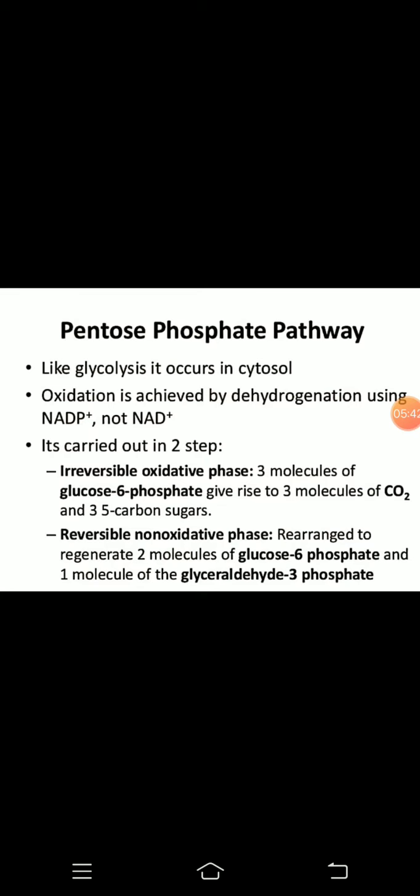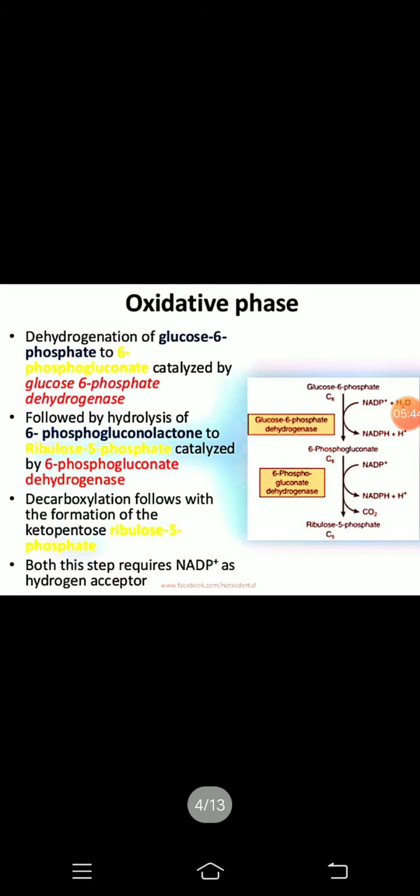Yes, and we'll go for the first phase, the oxidative phase. The oxidative phase is a totally irreversible phase, and in this case the dehydrogenation reaction occurs. First of all, glucose 6 phosphate is the starting material, so the dehydrogenation occurs by the glucose 6 phosphate dehydrogenase enzyme. Which is the hydrogen acceptor over here? NADP plus, and it forms the NADPH molecule. Then it gives the 6 phosphogluconate molecule.